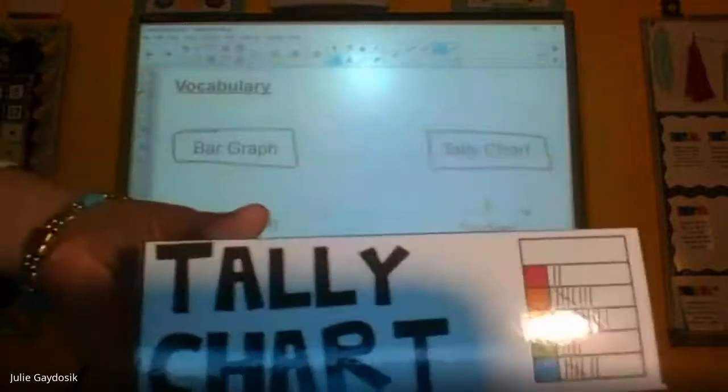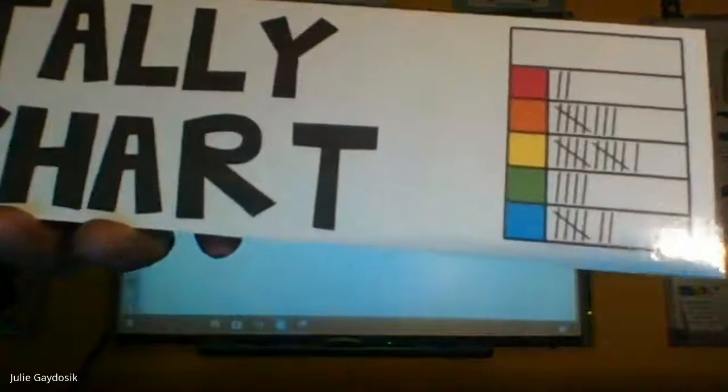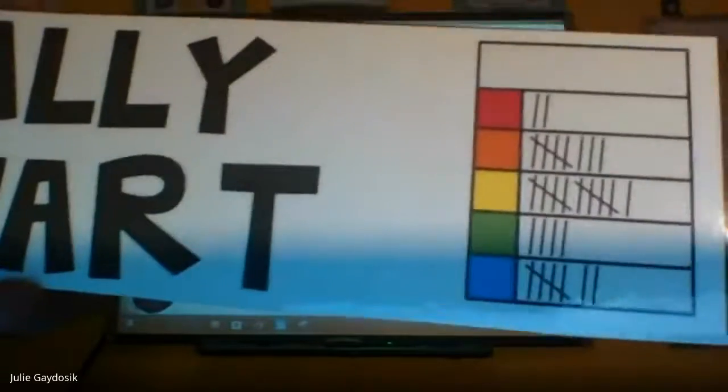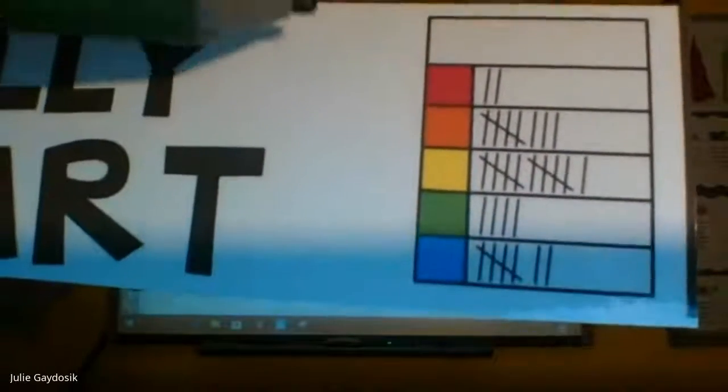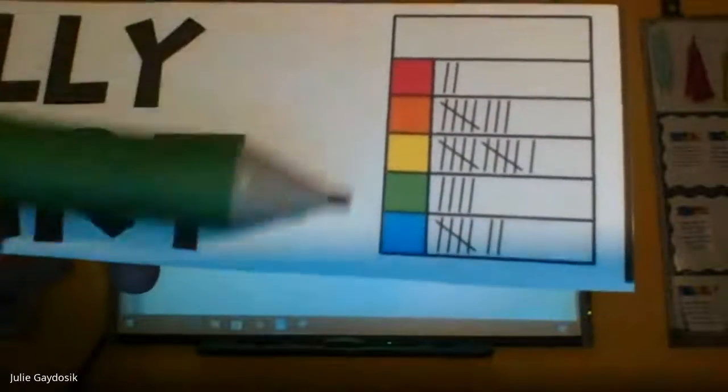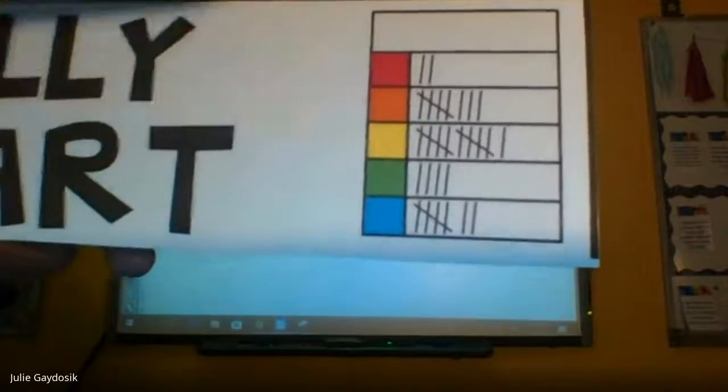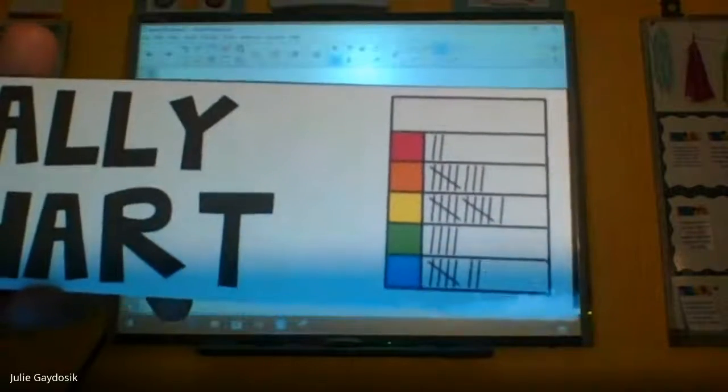Remember, a tally chart is a great way to count votes, right? So say people voted on their favorite color. It's a great way to organize and interpret data by counting. It's really simple to count with tally marks.